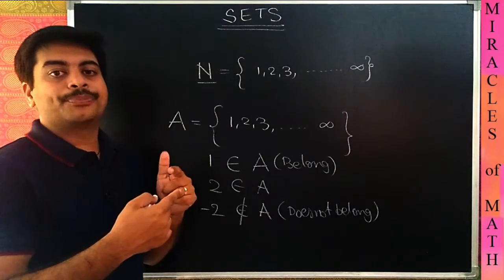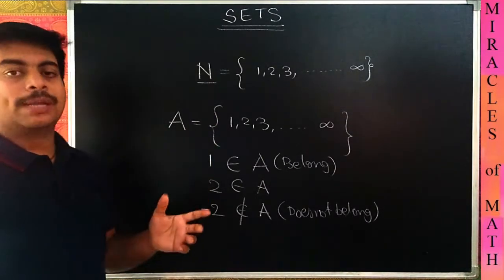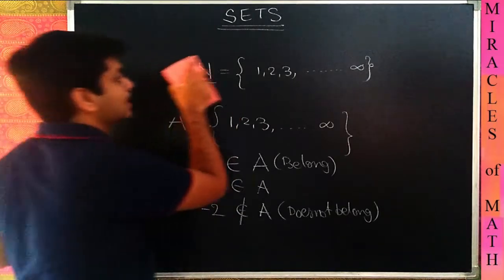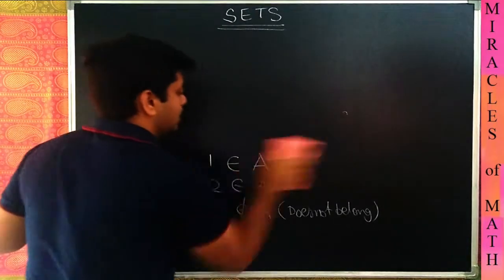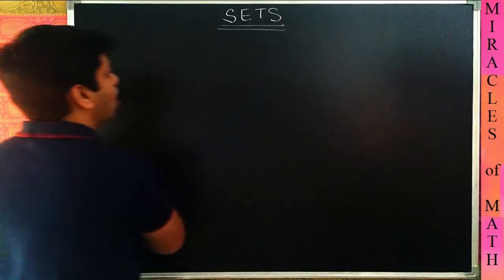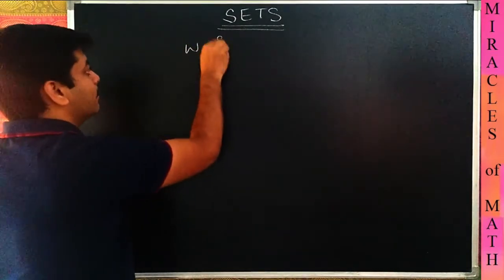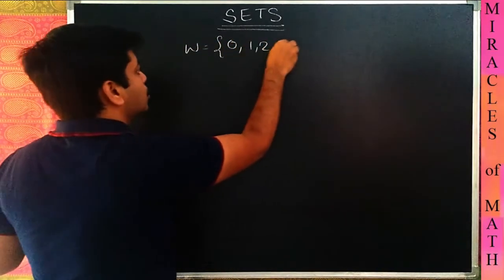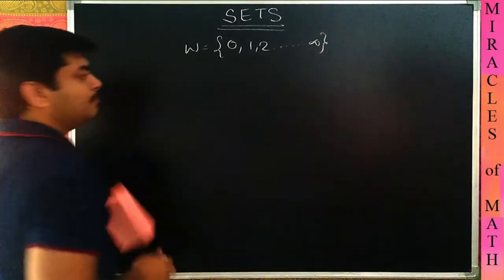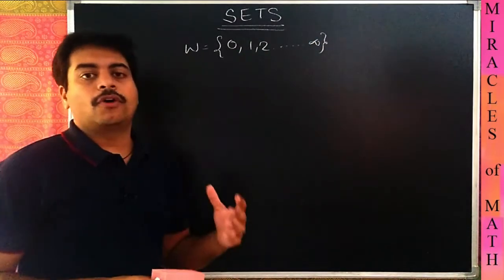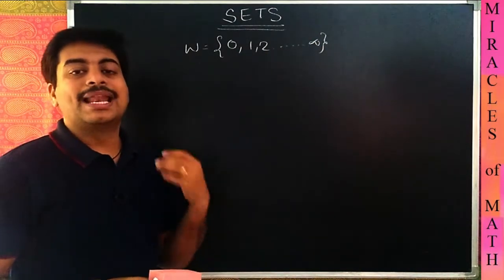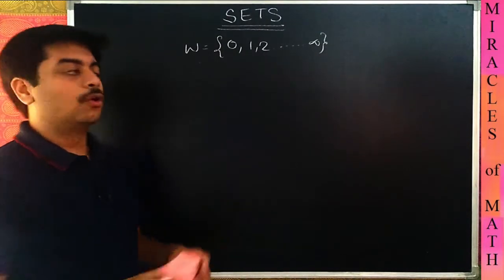Set of all whole numbers. What will you write? The same natural numbers, but 0 is also included in that. So for all whole numbers, you will start with 0, 1, 2, and so on till infinity. Yes or no? Set of all whole numbers less than 5.